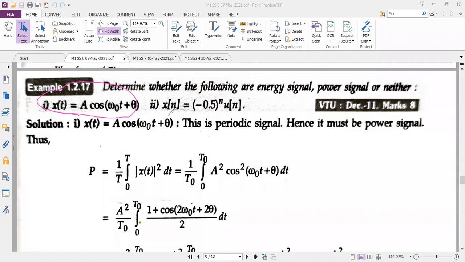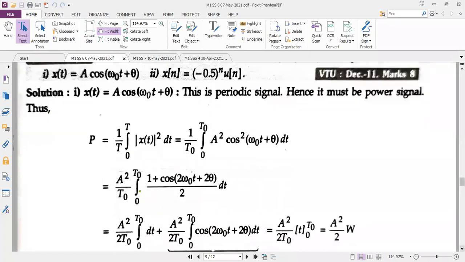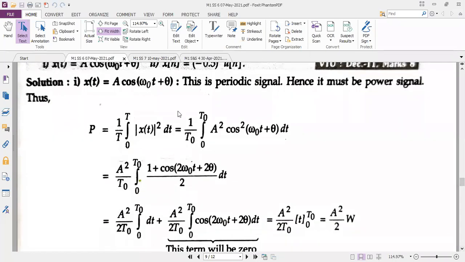And one more sub question is x of n equal to (-0.5) to the power n times u of n. See, if it is discrete, it is very easy. For continuous only, the problem is how to take the limits and how to substitute the values. So for continuous time signals only, you will face a problem. Check your notes for the power formula for the continuous time periodic signal.